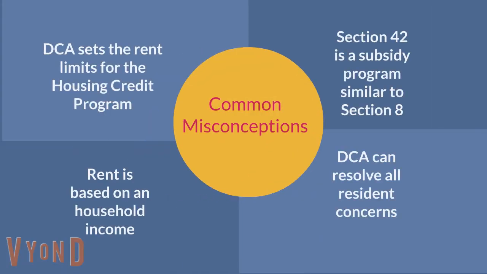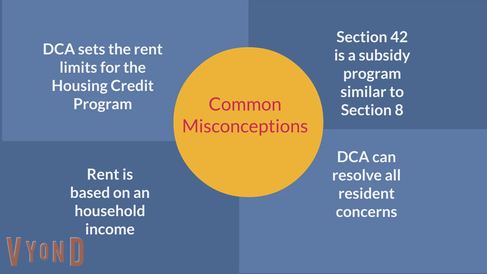Some common misconceptions about the housing credit program. Many people think that DCA sets the rent limits for the program. However, HUD is the agency responsible for determining and publishing rent limits annually. However, DCA is the monitoring agency to make sure that properties do not exceed those rent limits.